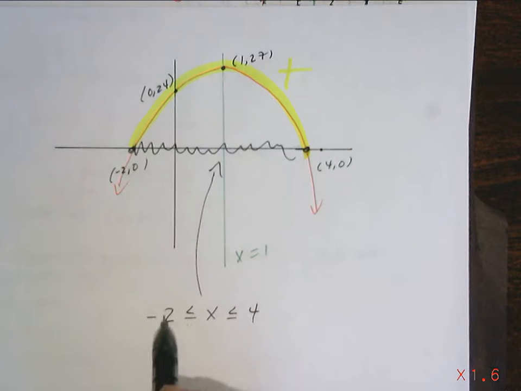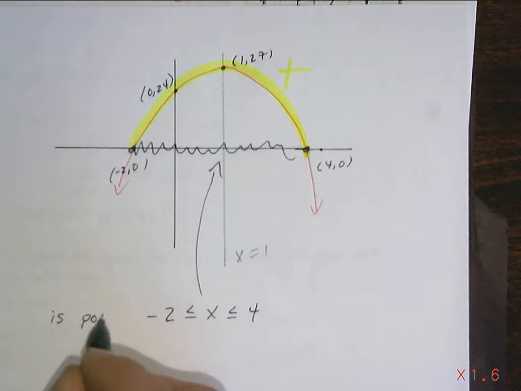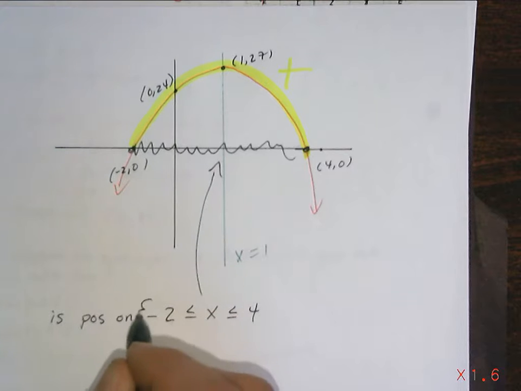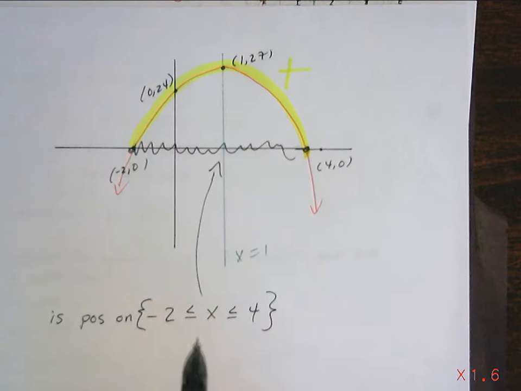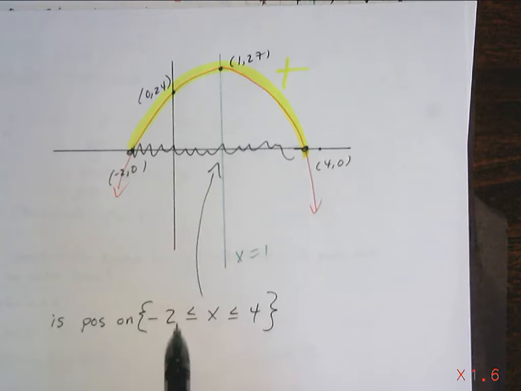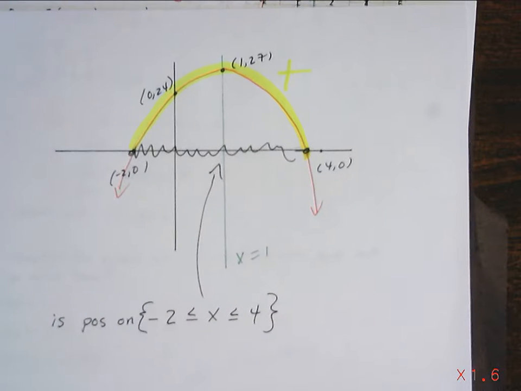So the function is positive on, we put brace brackets around it to indicate that it's a set, all of the x values greater than negative 2, but less than or equal to 4. That's how we say that.